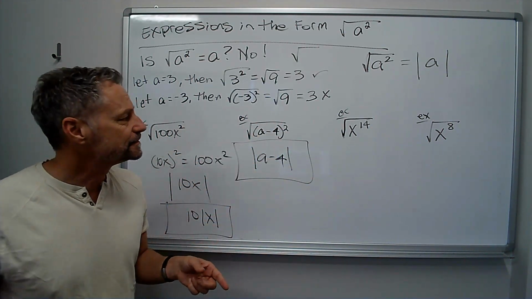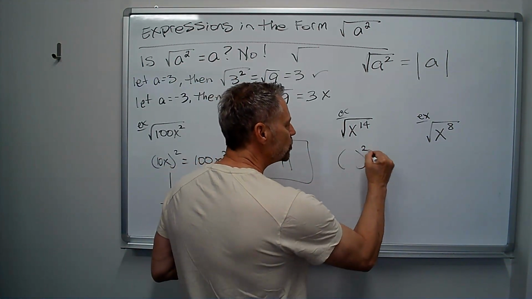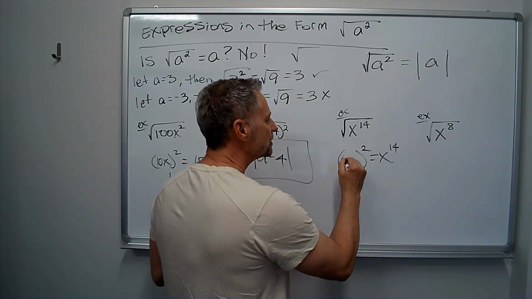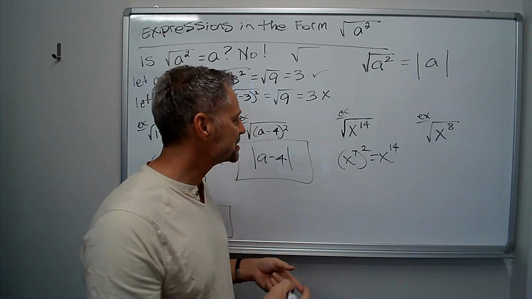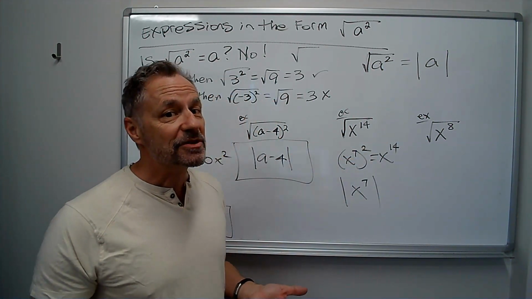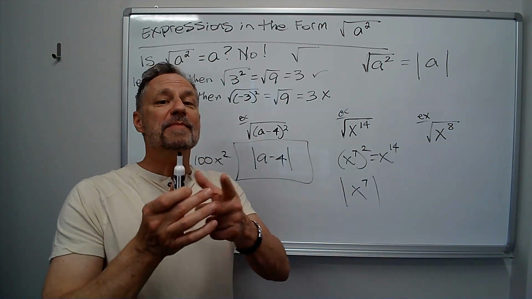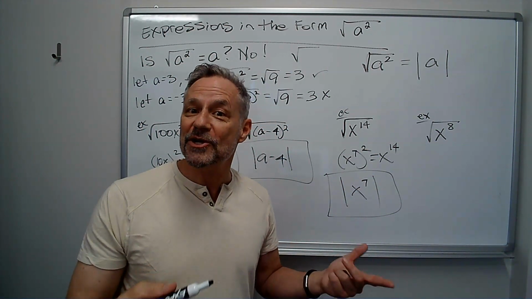All right, let's do another one. Now this one, again, I'm looking for something squared that's x to the 14th. Oh, that's x to the 7th, because remember, a power to a power, you multiply the exponents. So my answer is x to the 7th. Again, absolute value. Now, you may think, oh, we always use the absolute value, but let me show you one where we don't have to.